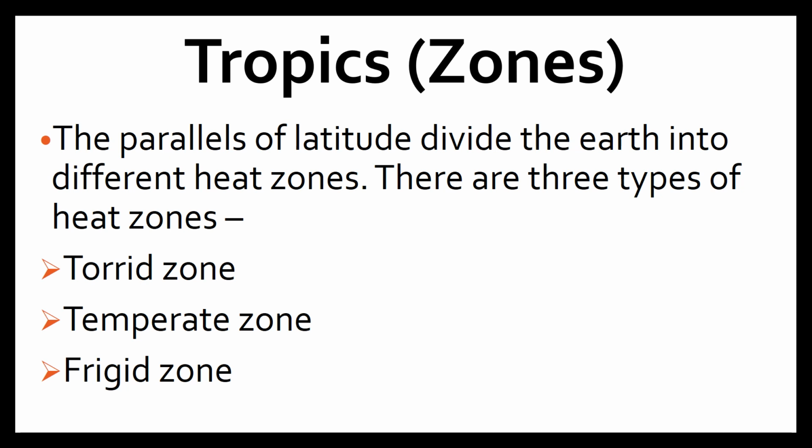Students, the latitude of a region has a great effect on its climate and weather. The different heat zones have different types of climates. The parallels of latitude divide the earth into different heat zones. There are three types of heat zones: torrid zone, temperate zone, and frigid zone.